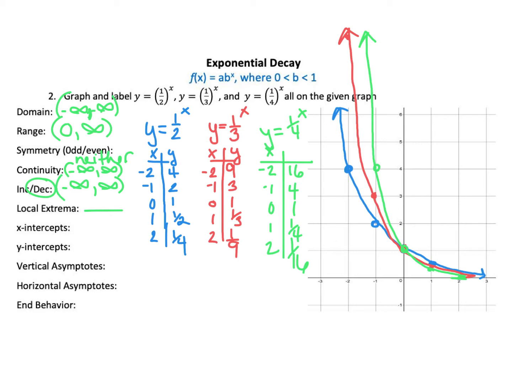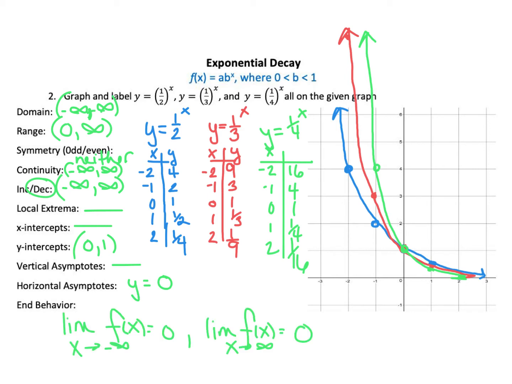There is no local extrema, never crosses the x-axis. The y-intercept, notice, is the same. No vertical asymptotes, and I have a horizontal asymptote again at y equals 0. And my end behavior will be the limit of f of x as x approaches negative infinity is approaching, and I just realized I've got a mistake here. That should be, it's approaching positive infinity on the left, and it's approaching 0 on the right.